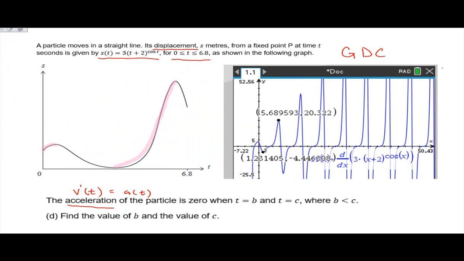Now we want to know when the acceleration of the particle is 0. Acceleration is the derivative of velocity, meaning acceleration is 0 when the slope of the tangent line on the velocity graph is 0. The slope of the tangent line on the velocity graph is 0 here and here. So that means our b value would be approximately 1.2314, and our c value would be approximately 5.689, okay?